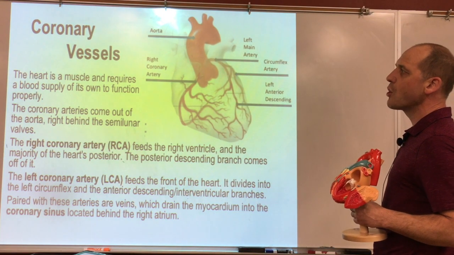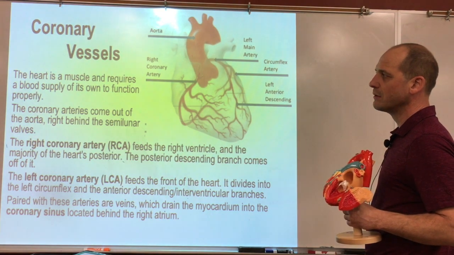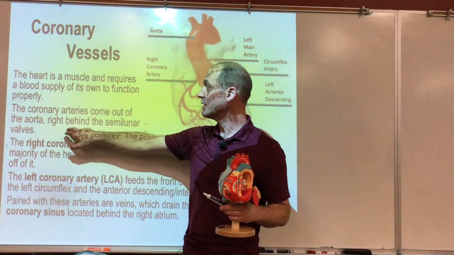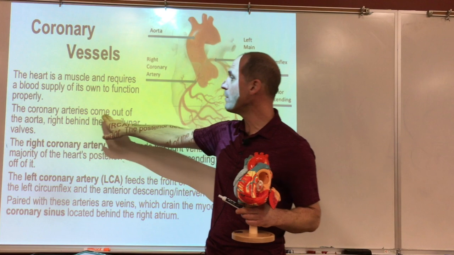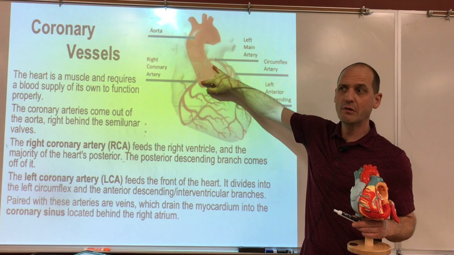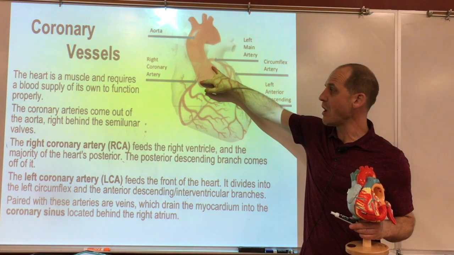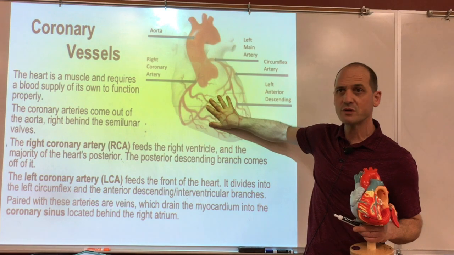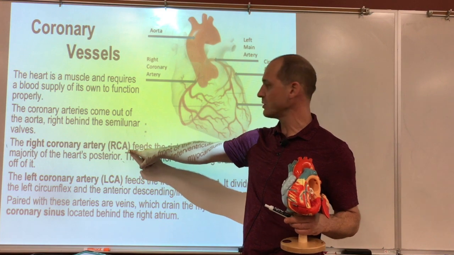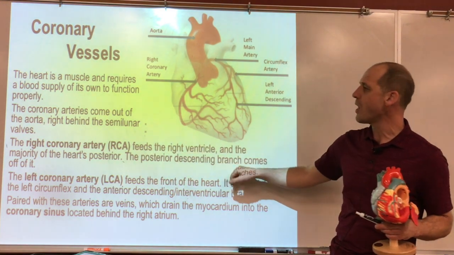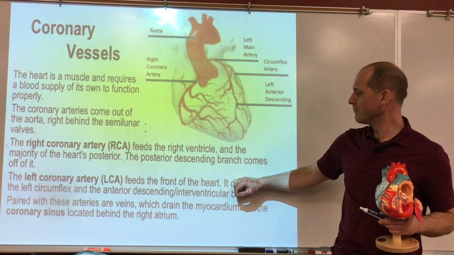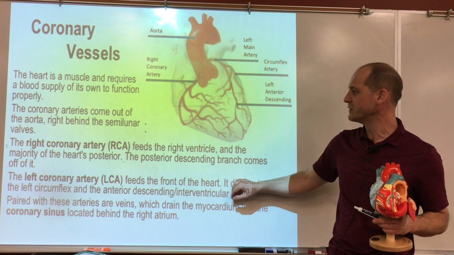And that brings me to the coronary vessels. The heart muscle itself needs blood to supply its own function. And the coronary arteries come out of the aorta at the base. You can see that right here and right here. It's a nice picture. And that's nicely oxygenated blood, from there they go and feed the heart muscle itself. We have a right coronary artery known as the RCA, that's not a TV, and that feeds the right ventricle and the majority of the heart's posterior. The posterior descending branch comes off, where descending means it goes down.